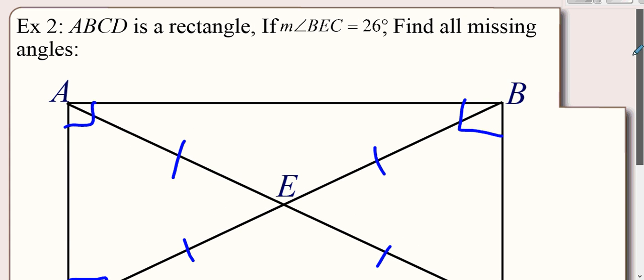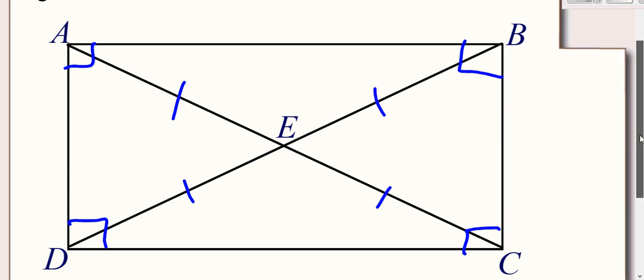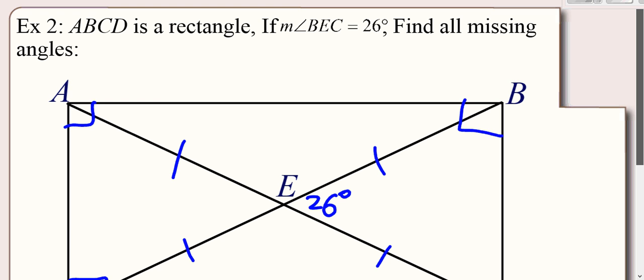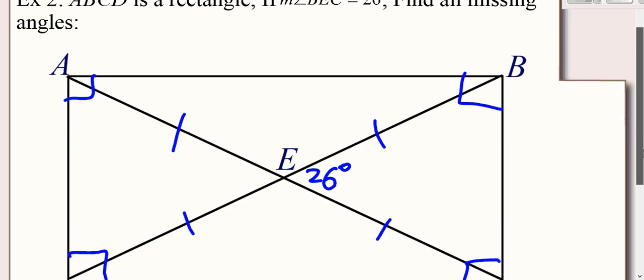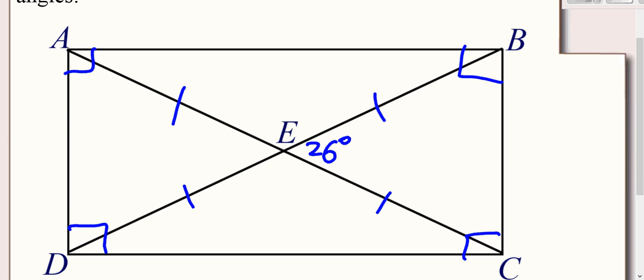So now let's look at what we're told. BEC is 26 degrees. So we can apply everything we've ever learned in this class, and we're going to figure out all the missing angles. We're just going to label them in the picture. So first thing that you can apply is vertical angles. Since this is 26 degrees, this is 26 degrees.